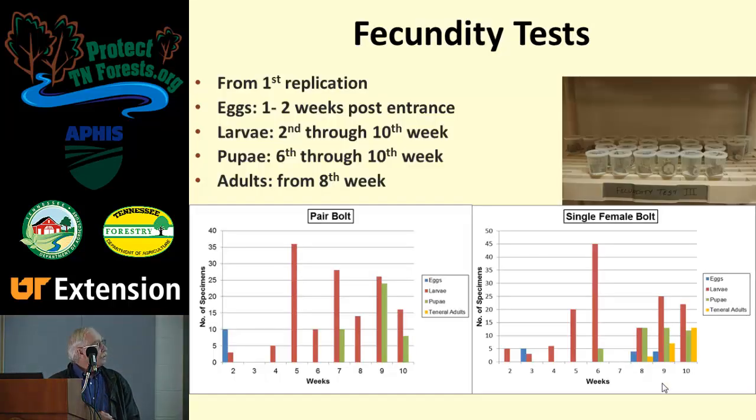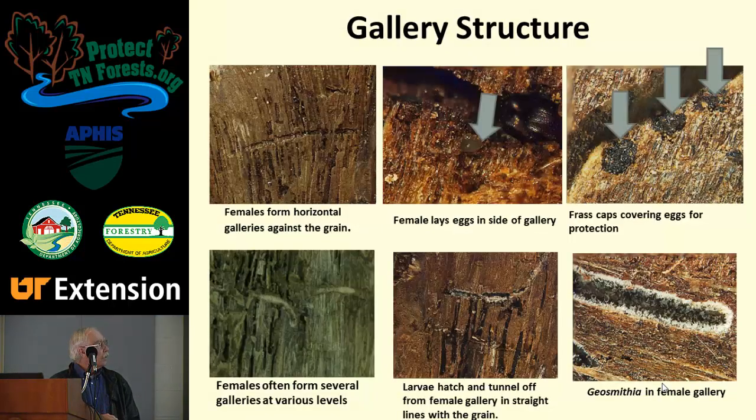We see that the female then makes a horizontal gallery. She immediately begins to chew out little slots in which she'll lay an egg. She'll cover the egg with frass, and then the insect will develop and make her tunnels, or his tunnel, off of the female's horizontal tunnel.